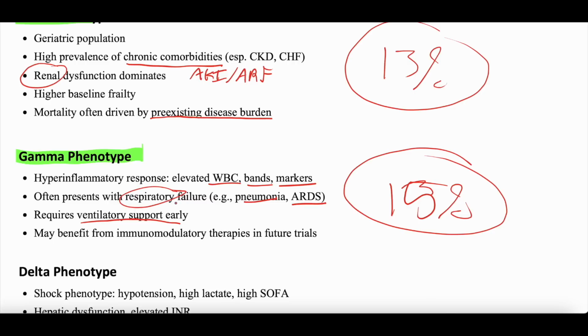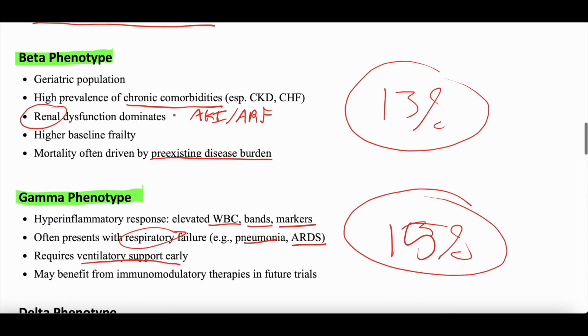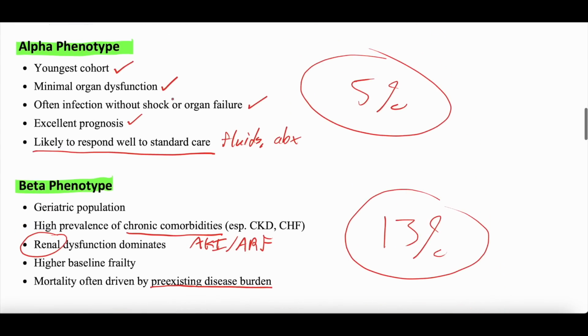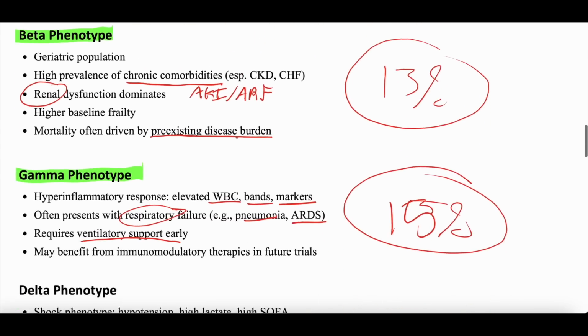Okay, but starting to see how these are a little different, right? This one was more hyperinflammatory, more respiratory failure, more ventilatory support, whereas this one was more older, comorbid, renal dysfunction. A lot of their disease was driven by their pre-existing disease. And this one was young, healthy, not a lot of organ dysfunction, really good prognosis, just classical therapies.